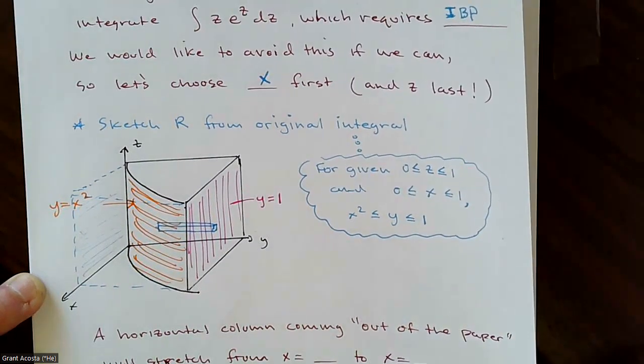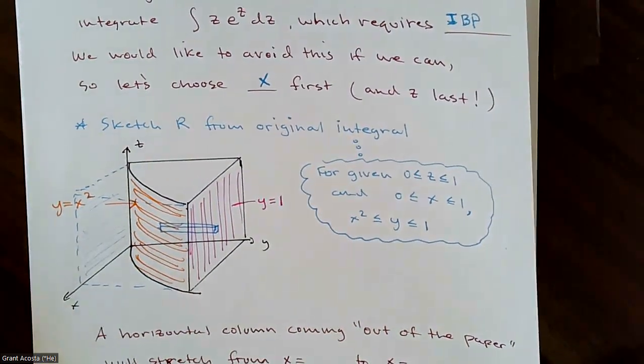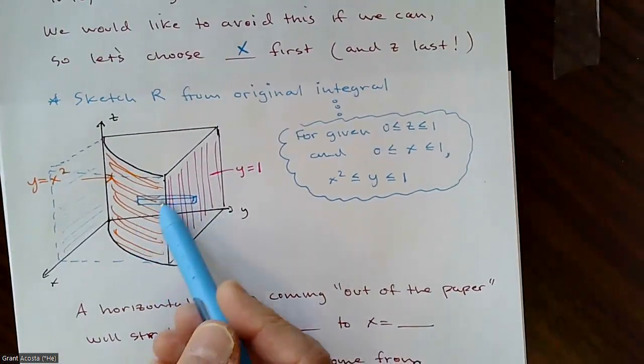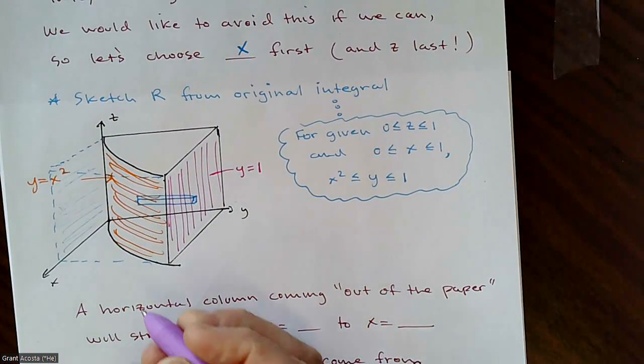But we want to do this in terms of x. So we want to have a horizontal column. In terms of x, we want to have our columns coming out of the paper.